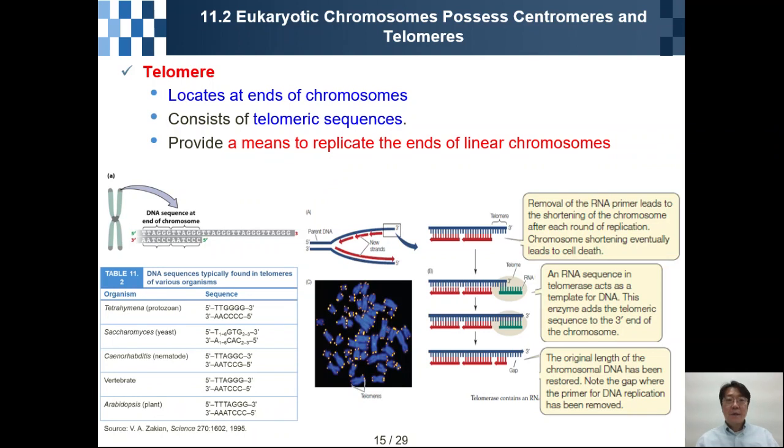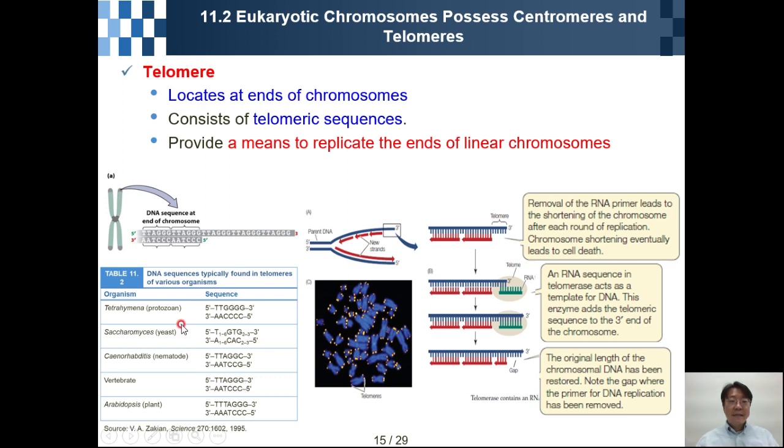In this slide, I will explain the telomere. So what is the telomere? The telomere is located at the ends of the chromosome, especially at the tip of the chromosome, like this. The telomere consists of a telomeric sequence. For example, in this case, TTAGGG is the telomeric sequence: TTAGGG, TTAGGG, TTAGGG.